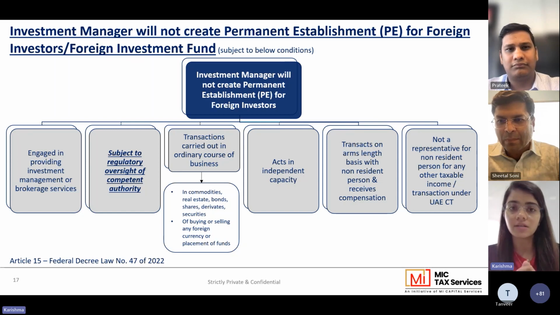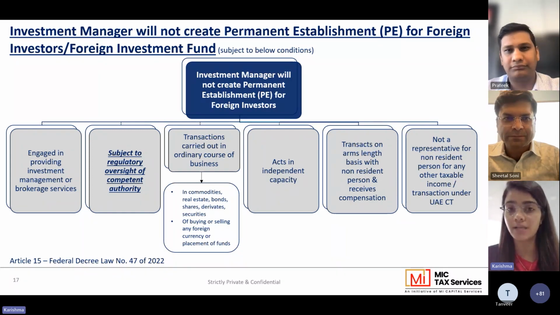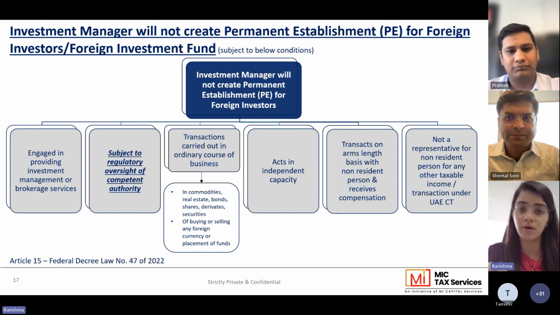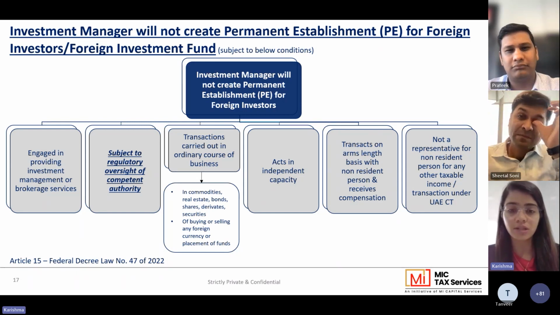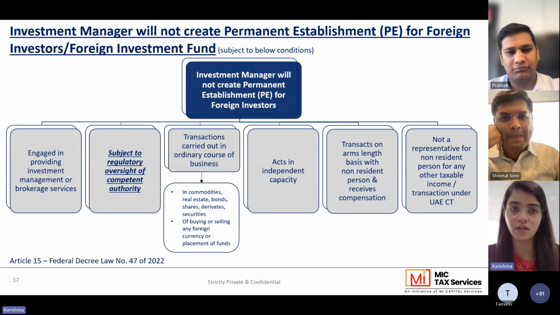But there are certain conditions given exclusively in the law, stating that the investment manager will not create a permanent establishment for its foreign investors or its foreign investment fund if these conditions are fulfilled. If all these conditions are fulfilled, it will be considered an independent agent and would not create a permanent establishment in the country. First, the investment manager is engaged in providing investment management or brokerage services exclusively for its foreign investors or foreign investment fund. It is also subject to regulatory oversight.